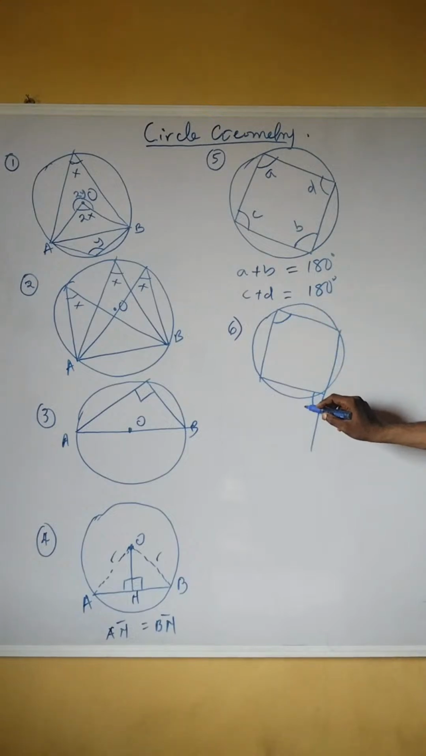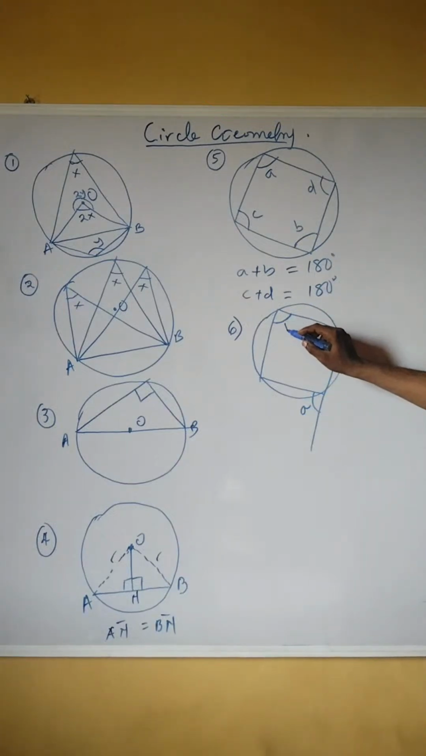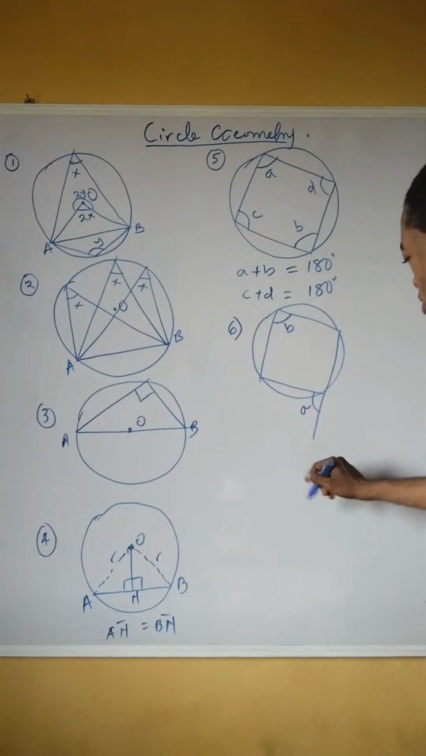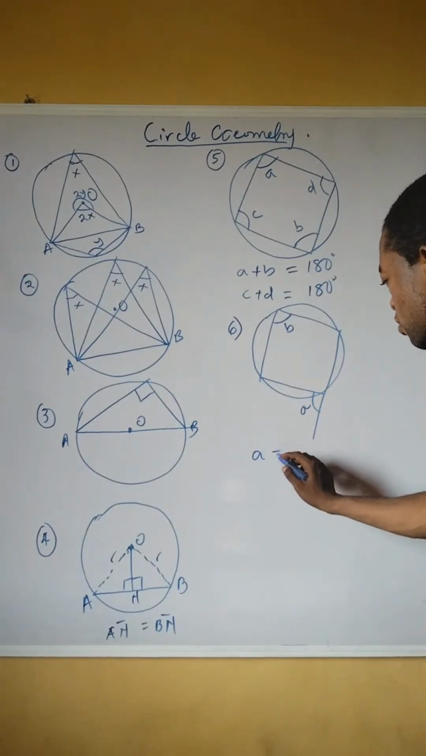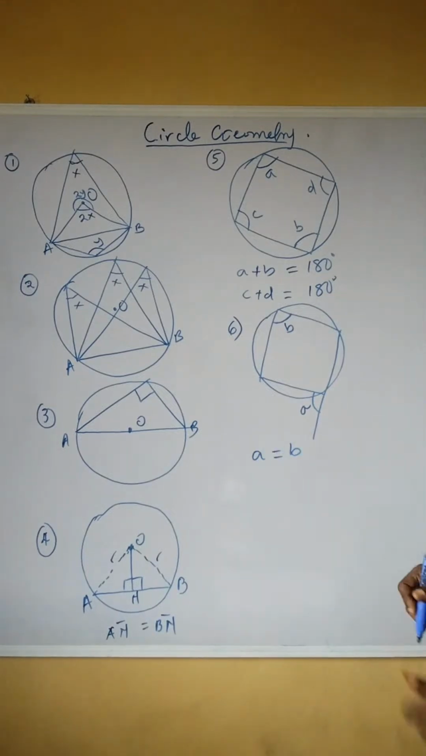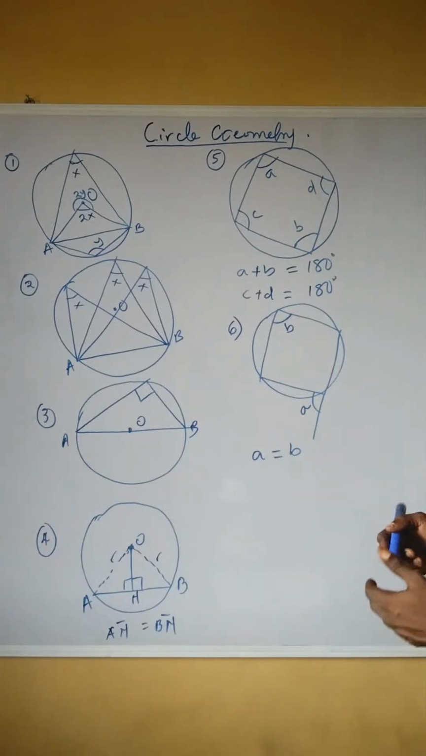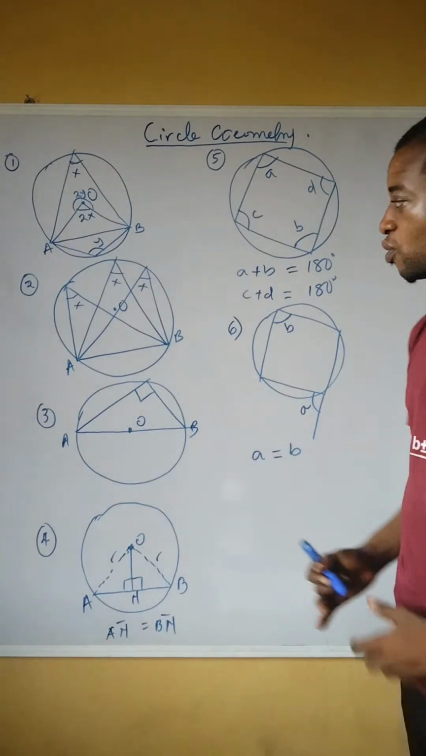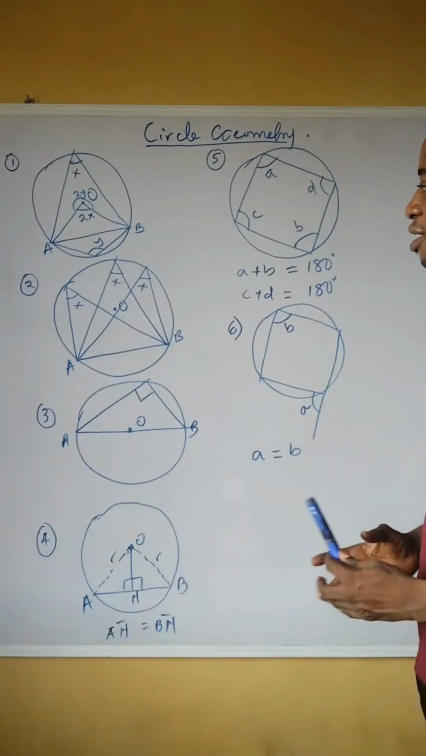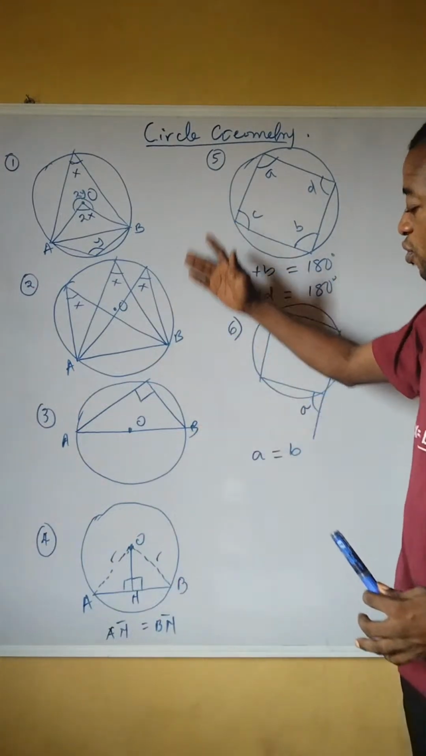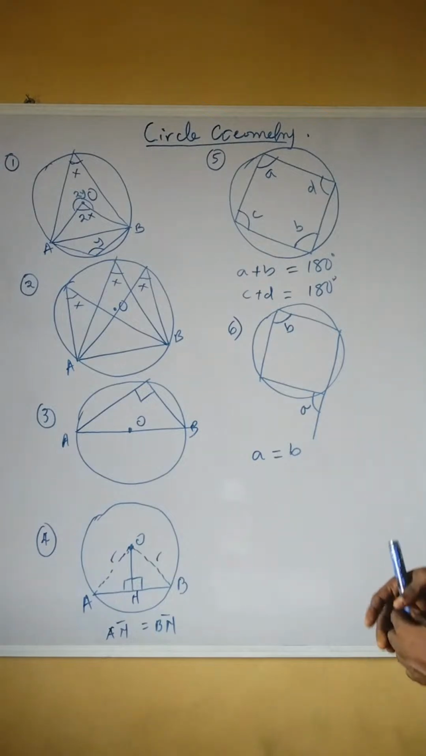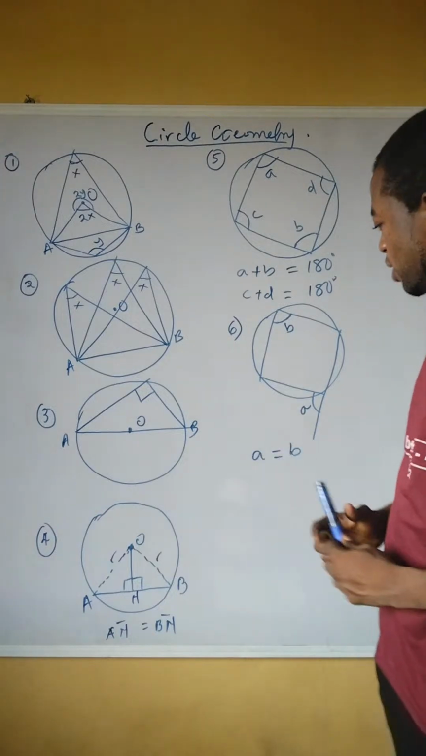So if this is angle A and this is angle B, what this theorem is saying is that A is equal to B. So these two angles here have the same values. So that's what this theorem is talking about. Now, if we want to be able to solve questions easily on circles, we need to master these theorems and know how to apply them.